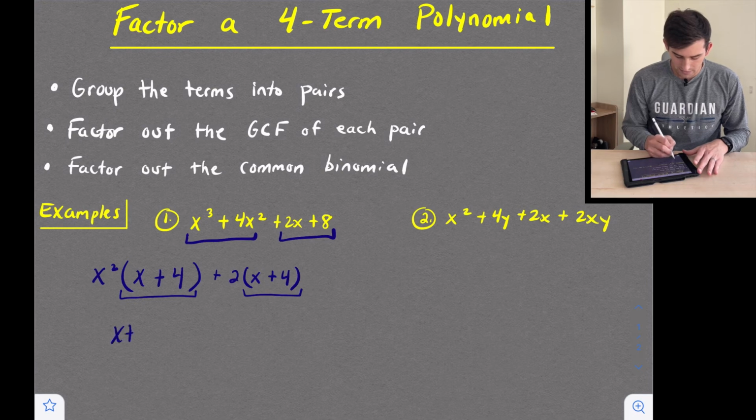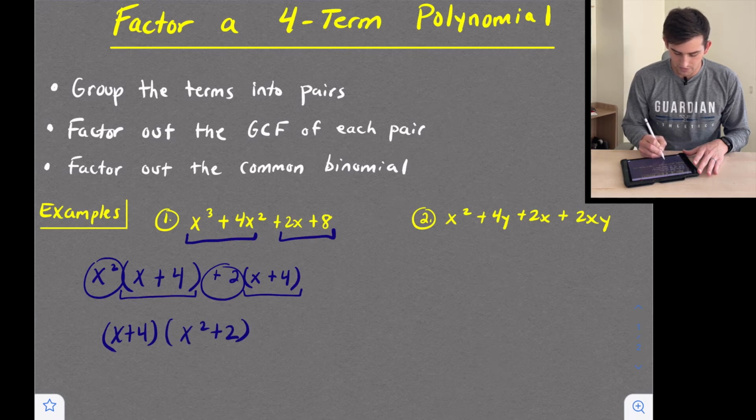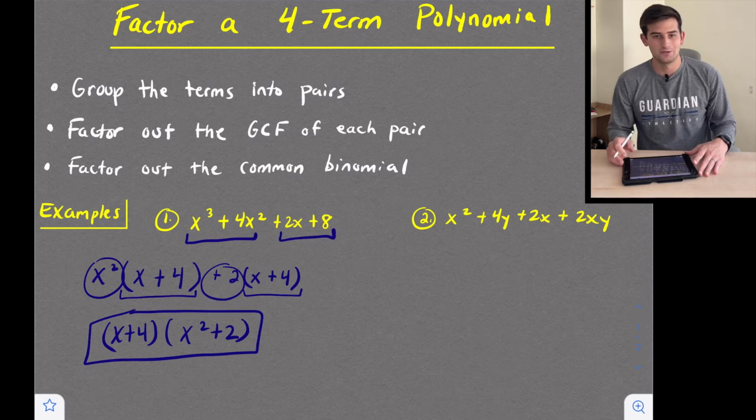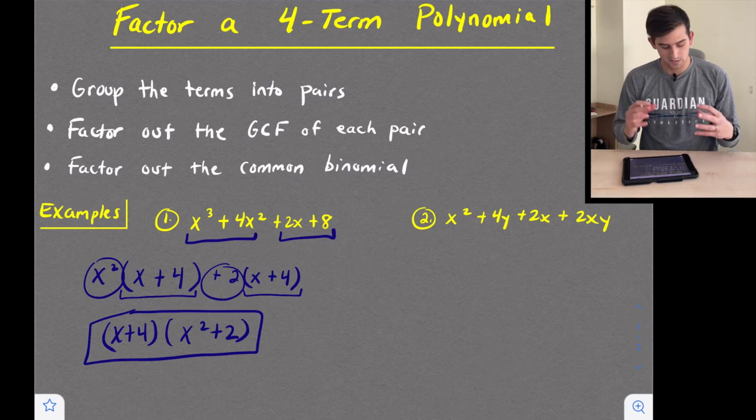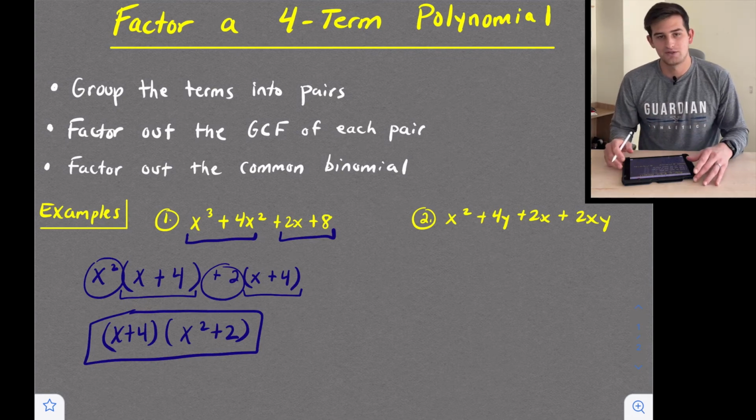out. So we can write this as x plus 4. And now our other 2 terms are x squared and positive 2. So we can write this now as x squared plus 2. And we have factored our 4-term polynomial. So our final answer would be x plus 4 times x squared plus 2.